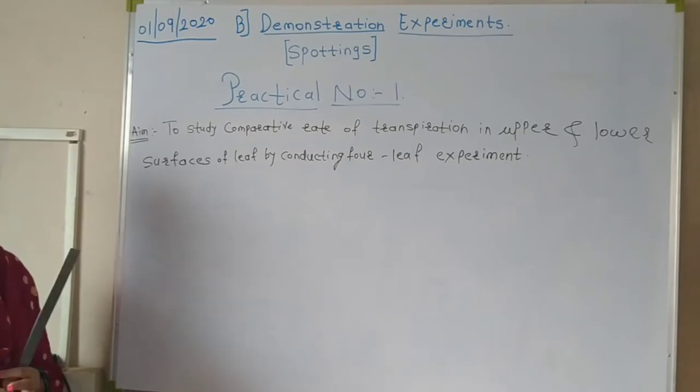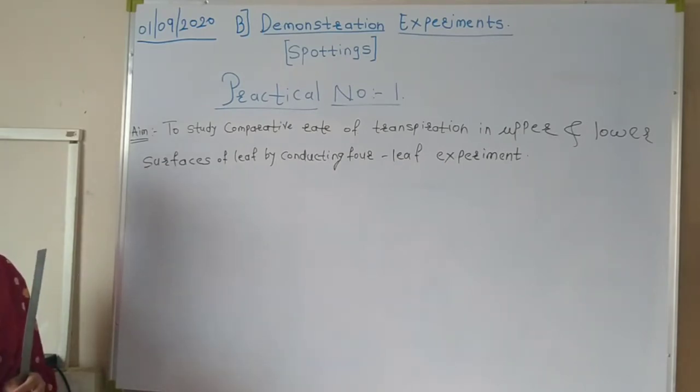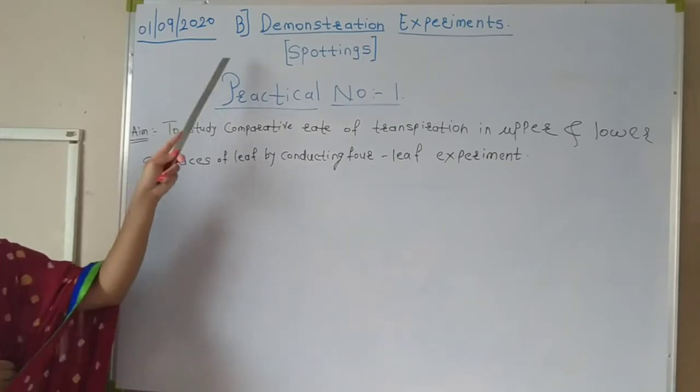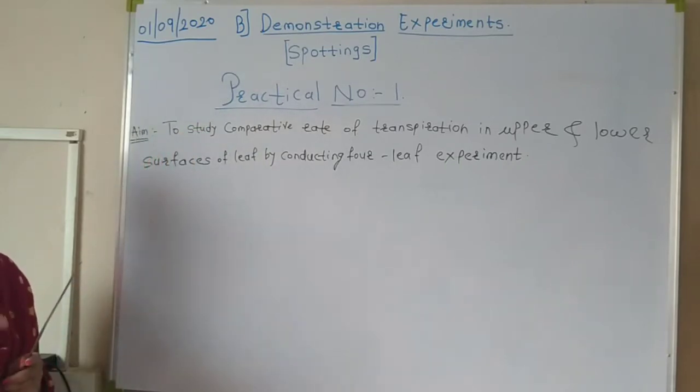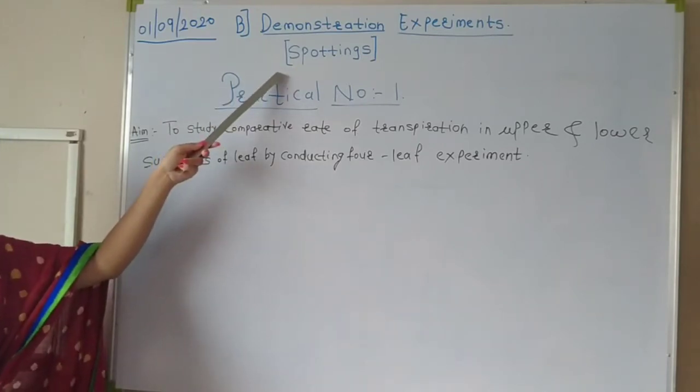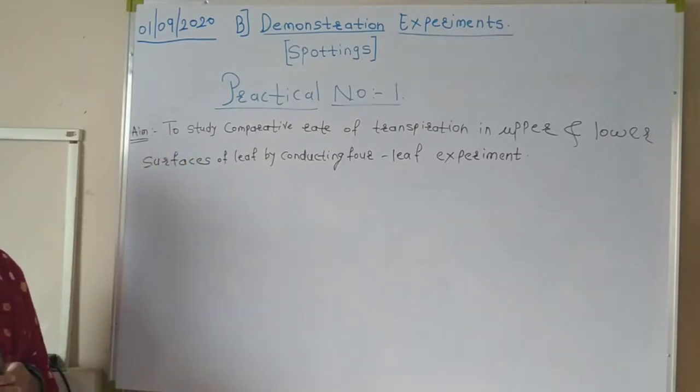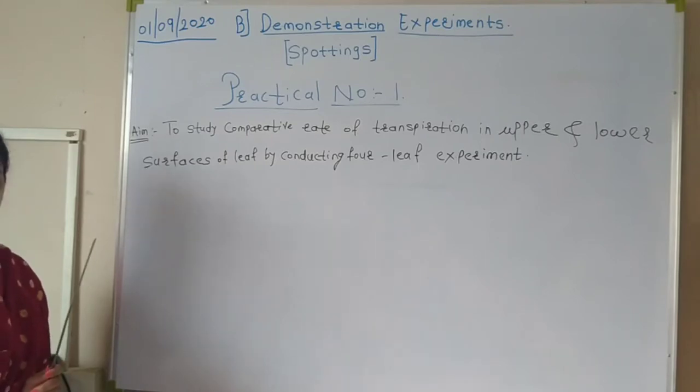That means in the exams we will give some spots or some experiments which we have seen in a demonstration experiment, and you have to identify, observe and conclude this experiment. In the spotting, it is not necessary to perform. We have to just observe it and just write it.